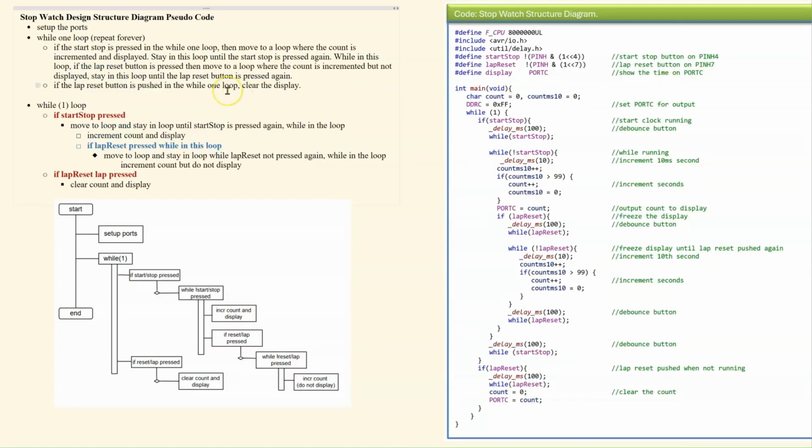Similarly, we can do the same code as a structure diagram. We have the pseudocode here, the structure diagram itself, and the code from the structure diagram.